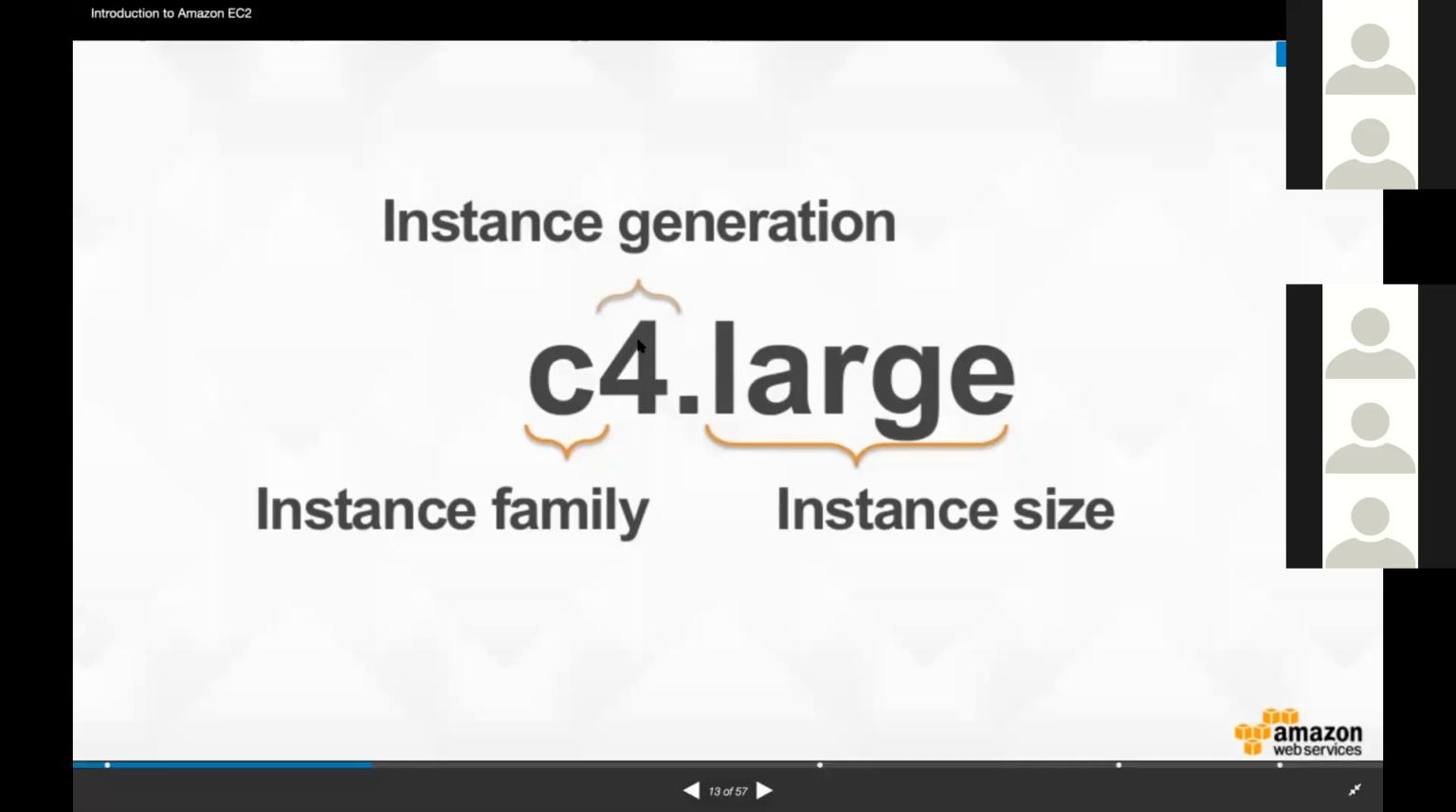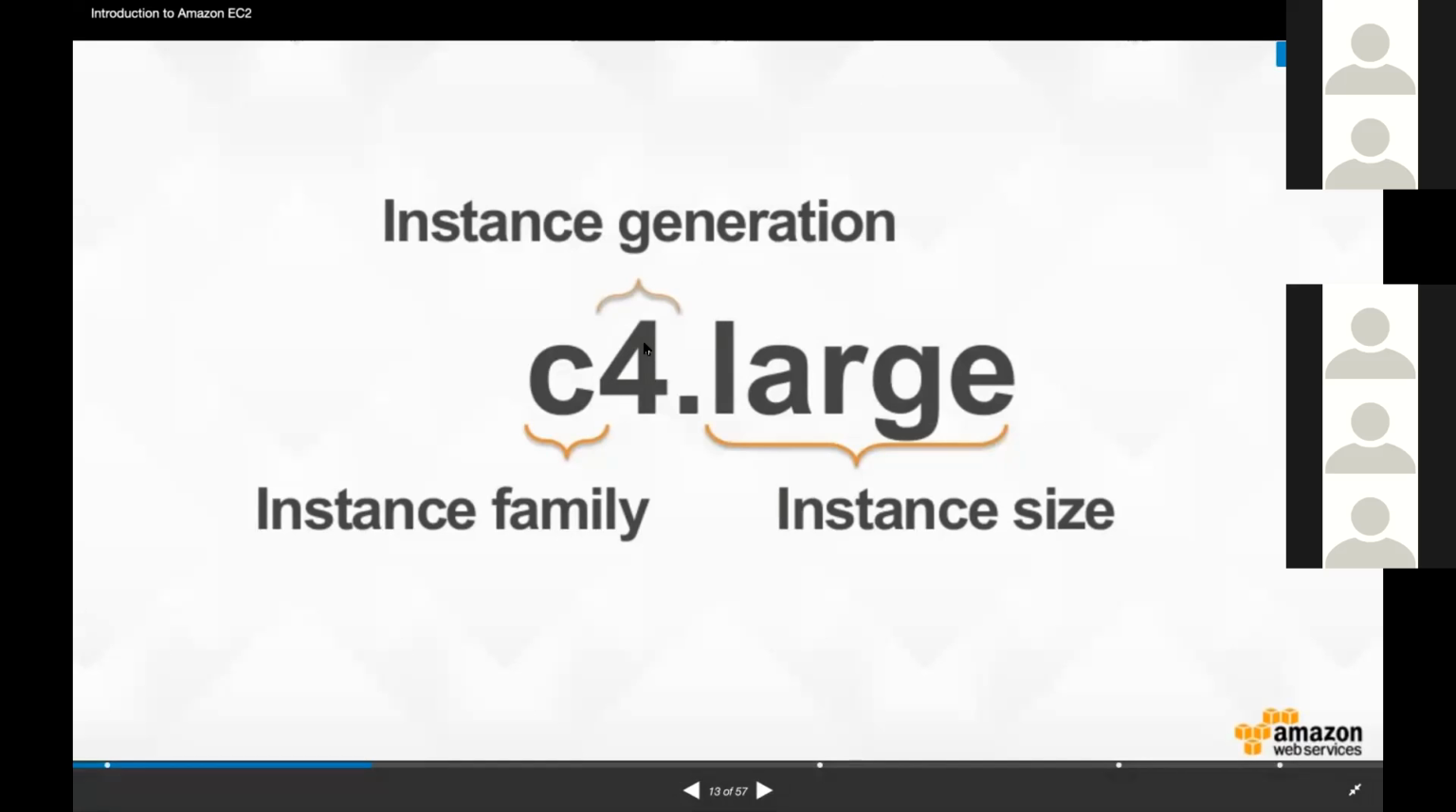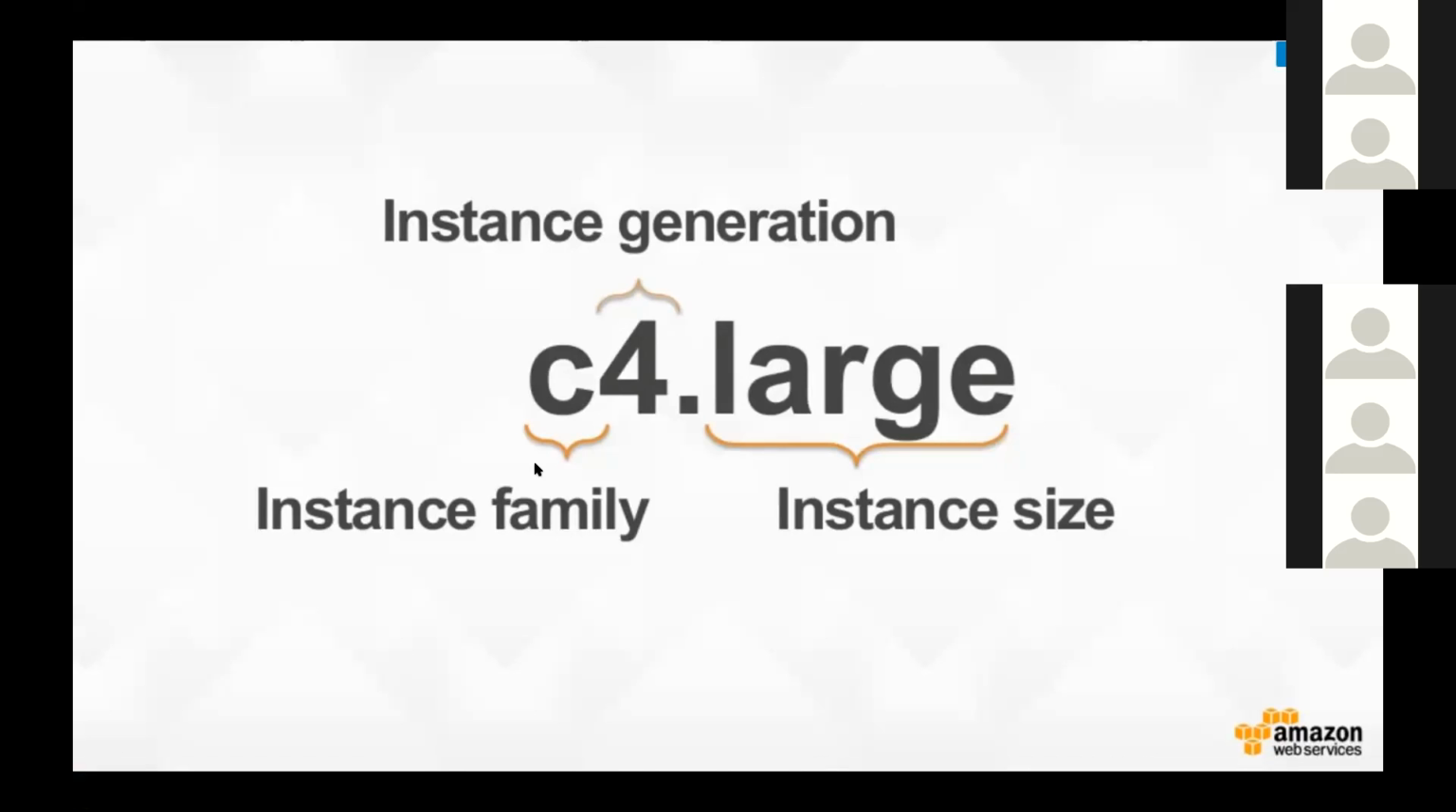Similarly here also, there are innovations happening on a daily basis in AWS. So they keep amending the instance generation and keep upgrading it to 4, 5, 6 like that. And the first alphabet that you see is the instance family. So that's called the instance family. You have multiple different instance families, ranging from the C series, M series, R series, T series.